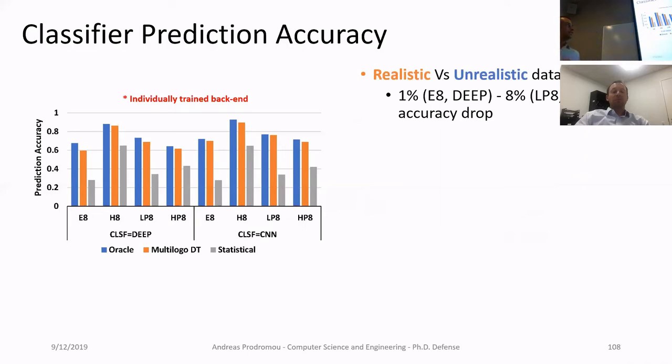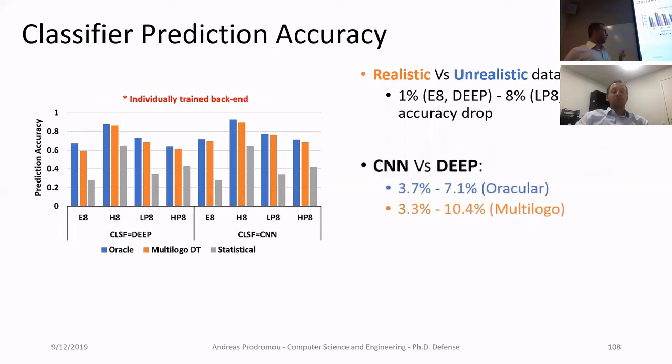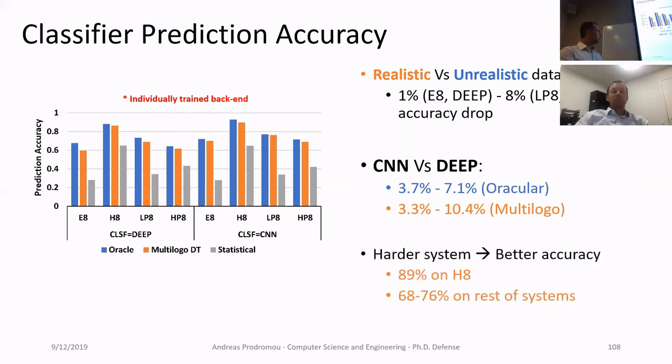Let's start by comparing the realistic multi-logo versus the unrealistic oracular one. Prediction accuracy drops between 1 to 8%, but we can argue they're comparable in prediction accuracy. If we compare the convolutional architecture versus the deep one, on the oracular dataset, it improves accuracy by up to 7.1% and up to 10.4% on the multi-logo dataset. And finally, the hardest system scores 89%, while the rest of them are at lower levels. This is when we have just a classifier.